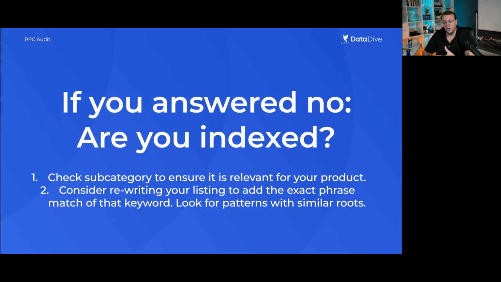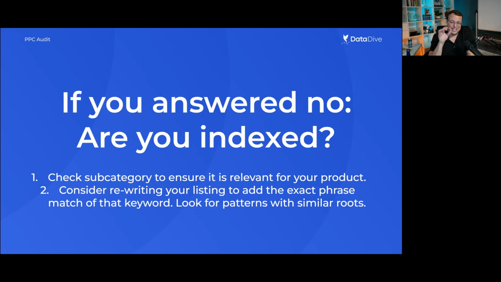But if you answered no to are you indexed, what can you do? You need to go check your subcategory to ensure that it's relevant for your product. This is where I like to start. I like to start and say, am I in the right subcategory? Sometimes your listing will get changed into a different subcategory and you'll see your ranks drop because Amazon will map your keywords or different keywords to different subcategories. And competitors who know that can go in and attack you by changing your subcategory. And then you struggle to rank for certain keywords. So always check your subcategory to make sure it's relevant and that your competitors who are ranked well for those keywords are in the same subcategory.